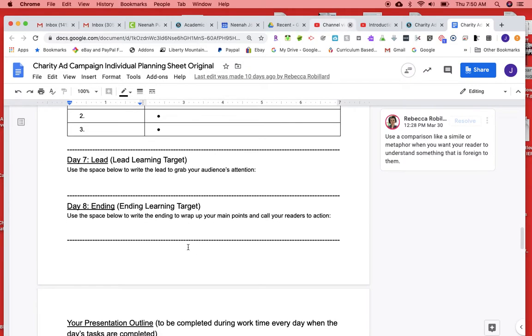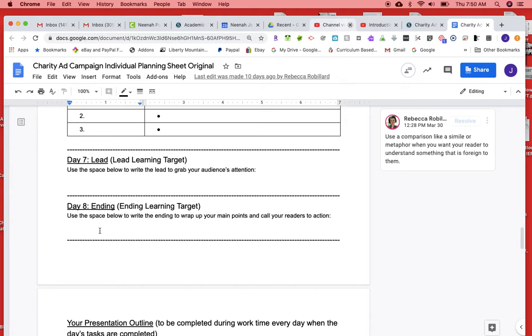Day 7, you dealt with the lead learning target. She wants you to use this space below to actually write your lead, to grab your audience's attention. This is where you're really going to sell, to grab them in, to show the importance of why your charity is the way it is.